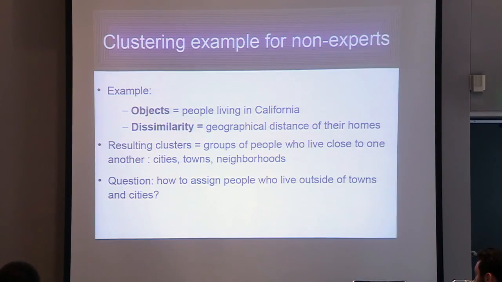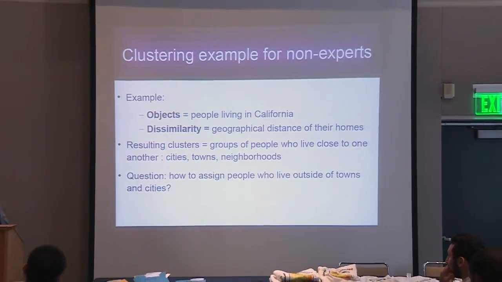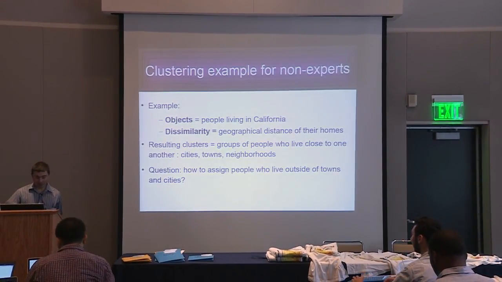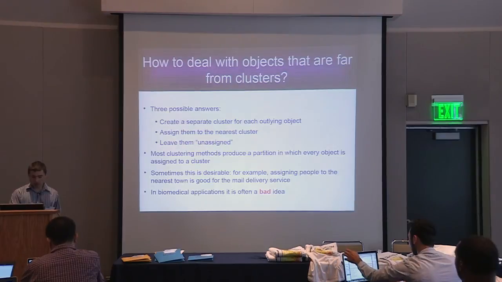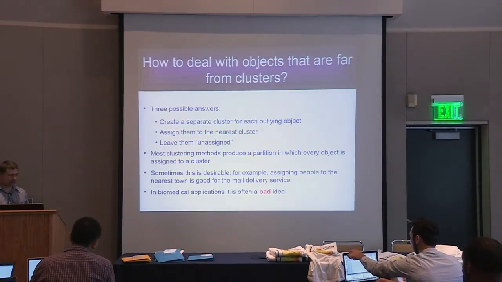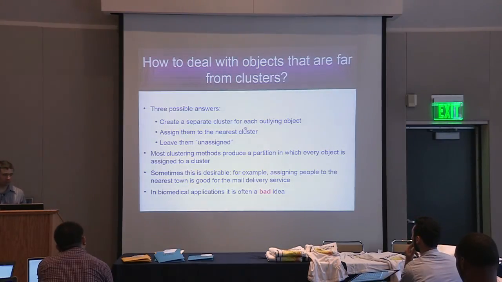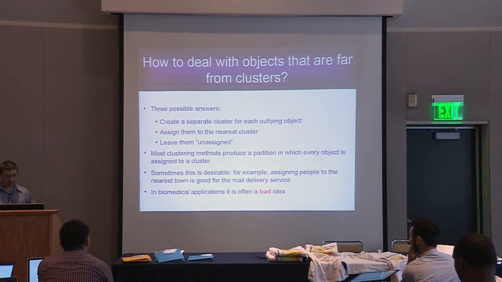Now, if you think about this example, you may ask yourself, what do you do? How do you assign people who live outside of towns in unincorporated areas? So people who are somewhere out there in a cottage or on a farm, they don't really have close neighbors. What do you do? Well, there are three possible answers. First, you can create a separate cluster for each outlying object. So each person who lives on their own, you say, okay, you're a separate cluster.